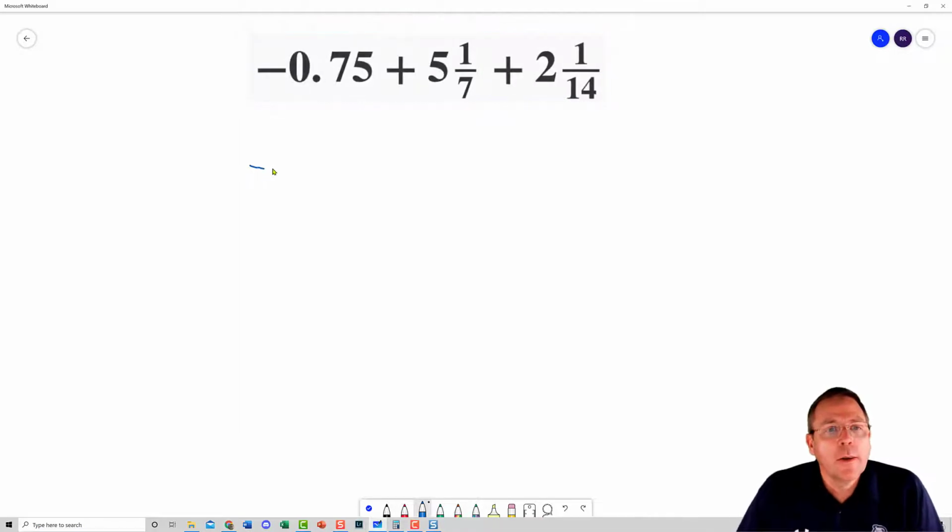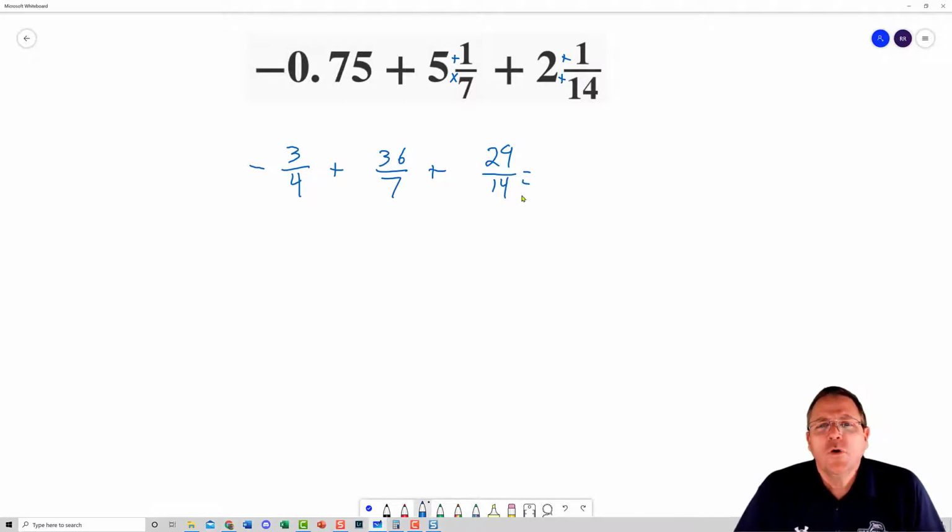I'm going to start off by leaving my negative 0.75. In fact, I think I'm just going to go ahead and take that to a fraction right now, and that's going to end up being negative 3 over 4. Plus, I'm going to do my Texas stuff right here. 7 times 5 is 35, plus 1 is going to give me 36 over 7. From there, I'm going to add to that 14 times 2 is going to be 28, plus 1 is going to be 29 over 14.